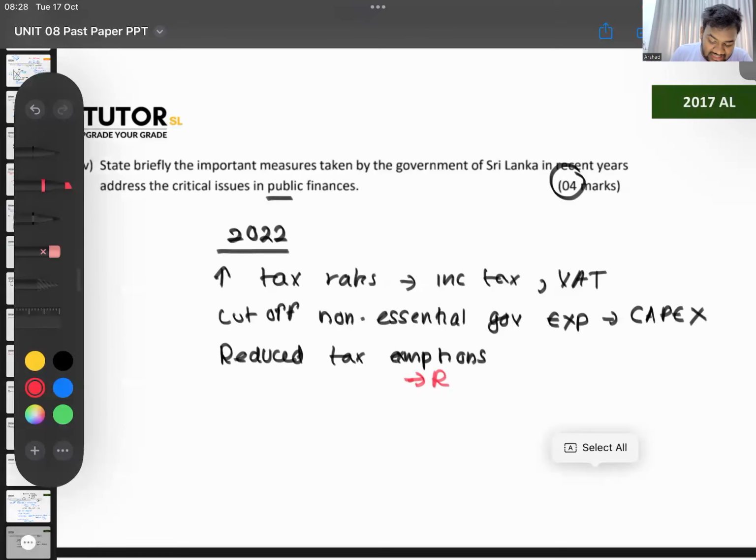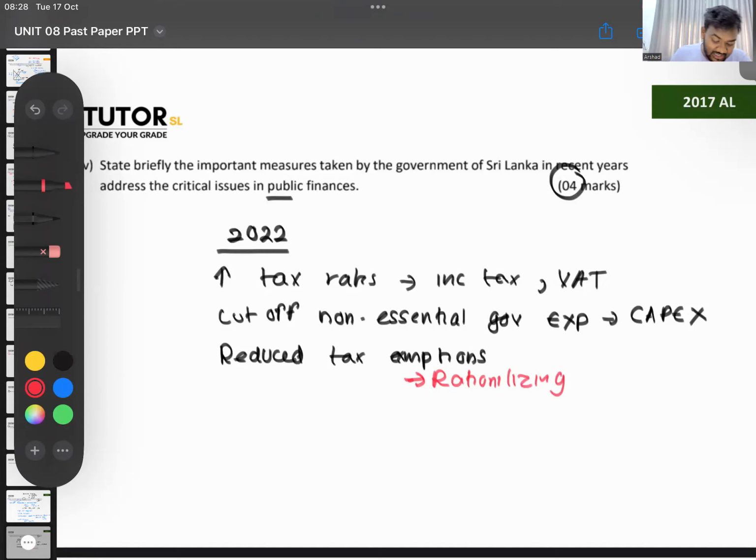So, rationalizing means now seeing whether these tax incentives are needed or not. Now, for example, let's say 10 years ago, let's say MAS got a tax incentive. But now let's say that is not valid anymore. So now you have to remove those. So then they will also be paying taxes. Then our tax will increase.